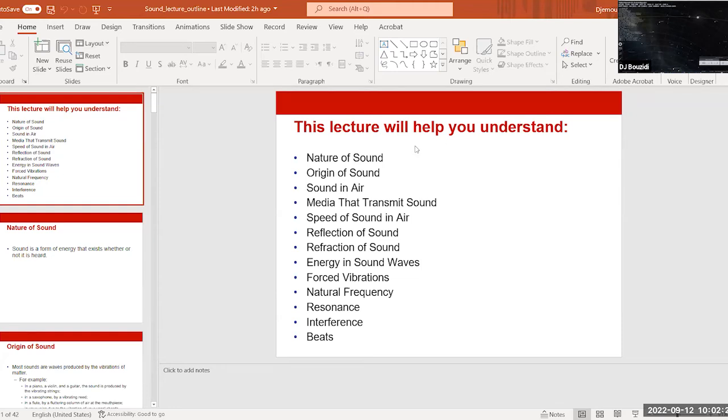In chapter 16, we're going to explore more the sound itself, not the waves in general. And we're going to have the nature of sound, the origin of sound, sound in the air, and how fast the sound is. You'll be asked this question in the quiz, so try to remember it's about 343 meters per second to be more specific, okay? But in the water, it's going to be over 1,000 meters per second, so it's a lot faster in the case of sound, okay?